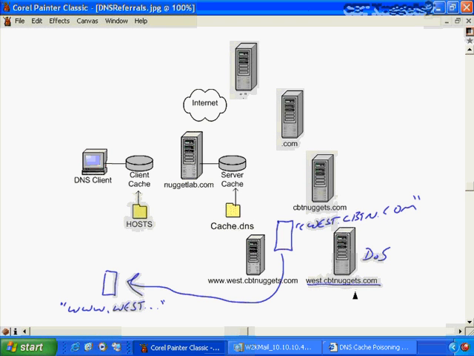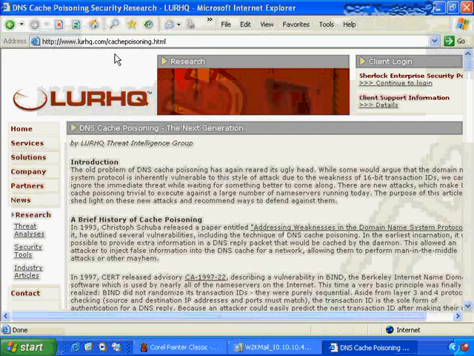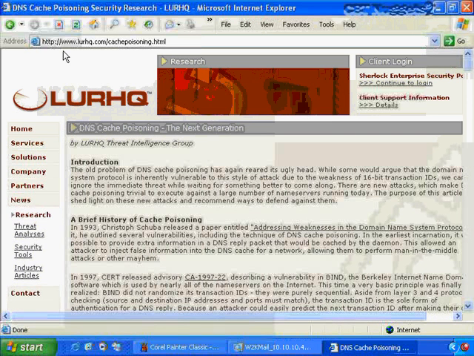The best article I've ever seen on this is from this web address right here, and you can make a note of this that you see up here. Excellent, excellent article on DNS cache poisoning. And this will probably get you more than you'd ever want to know about cache poisoning.